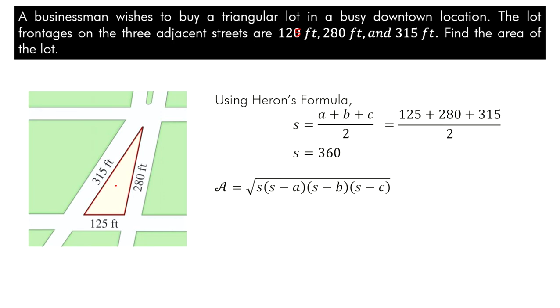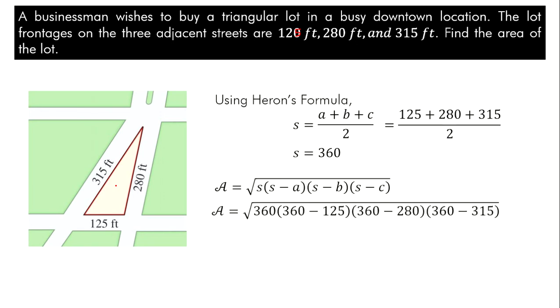Okay, and then if we will apply it to the Heron's formula, we'll have the square root of 360 times the quantity of 360 minus 125 times the quantity of 360 minus 280 times the quantity of 360 minus 315. And if you will use your calculator, you'll obtain the area of 17,451.65 square feet.